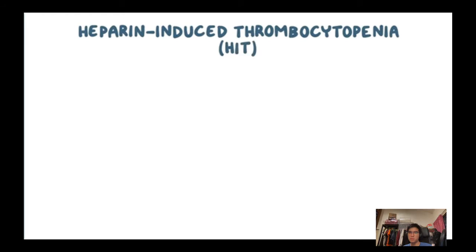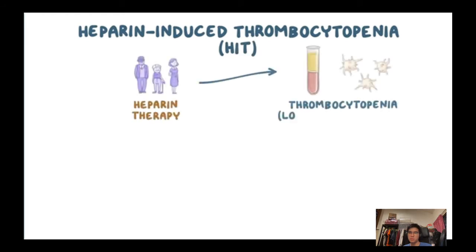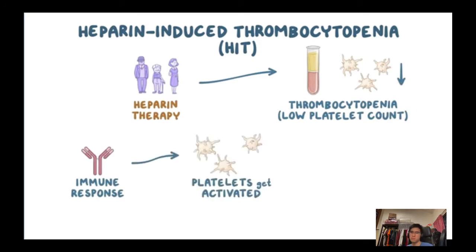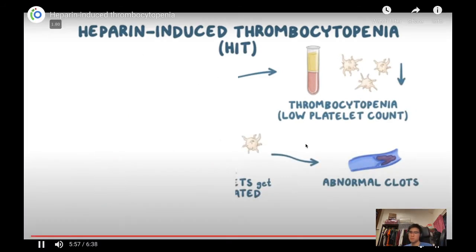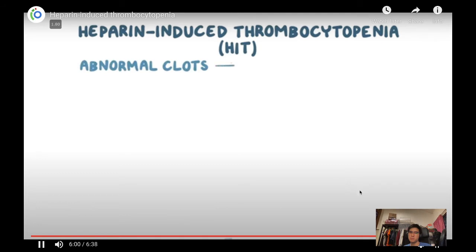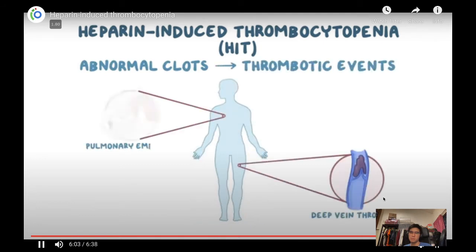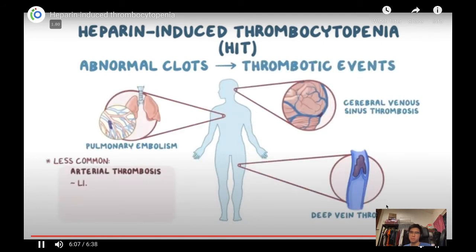Alright, as a quick recap. Heparin-induced thrombocytopenia, or HIT, is a condition where individuals on heparin therapy develop thrombocytopenia, or a low platelet count in the blood. HIT occurs as a result of an immune response, which ultimately causes the platelets to get activated and used up during the formation of abnormal clots. These clots can block veins and arteries, leading to life-threatening thrombotic events like deep vein thrombosis, pulmonary embolism, cerebral venous sinus thrombosis, and less commonly, limb gangrene, stroke, or myocardial infarction.